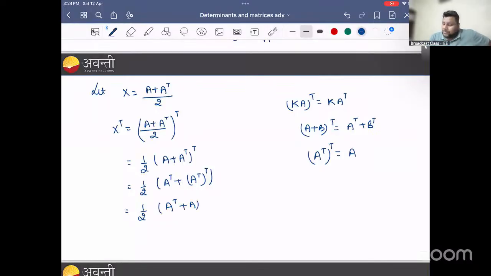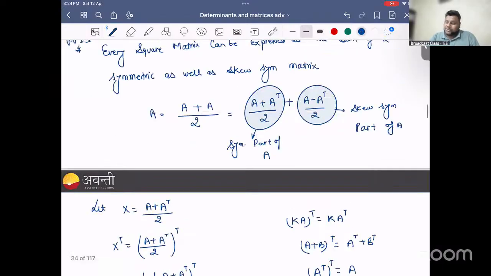Then there is a property that A plus B equals B plus A, means matrix addition is commutative. That is half of A plus A transpose, and that equals X. So if X transpose is equal to X, means X is symmetric. Have a look at it, absorb it. And once you absorb it, show that (A minus A transpose) by 2 is skew symmetric. Show this one.